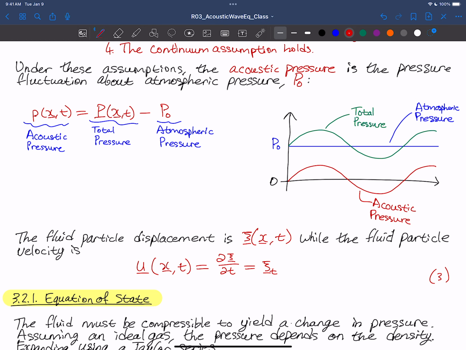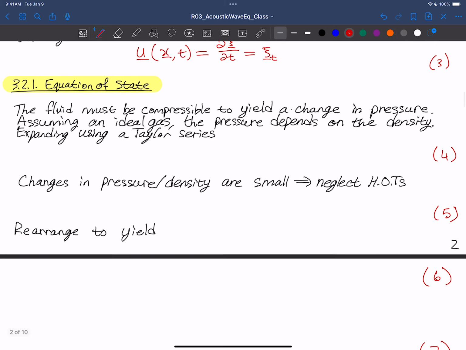Okay, so we're going to stop here, and in the next video, we're going to go through the equation of state.